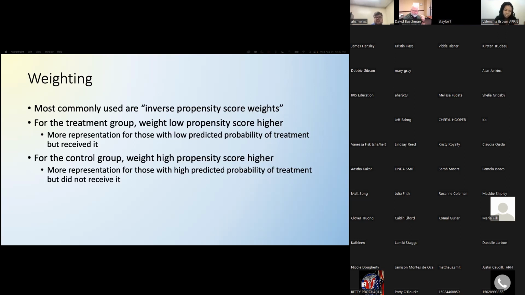So in that sense, the weight that's given to someone who has a low propensity score is going to be inversely proportional to that propensity score. So we want to essentially highlight the control or the treated patients that have a lower probability of being treated. And then for the control group, you actually do the opposite. You're going to weight the high propensity score patients. So the patients who have the high predicted probability of being treatment but didn't receive it, those are going to have a higher weight. So you have more representation that way.